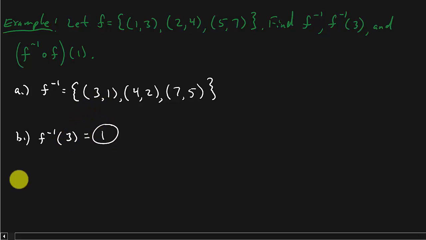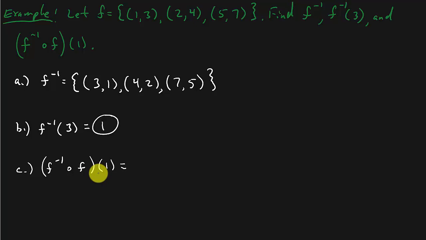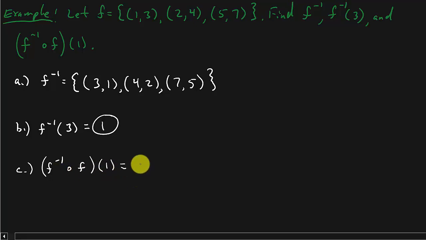Okay. And then C, let's do f inverse circle f of 1. Remember, this is the previous section of a college algebra course, typically the section right before this one. So just write this out. This is f inverse of f of 1. What is f of 1? So we've got f inverse of f of 1, so we have to go back to f, because we're on f.